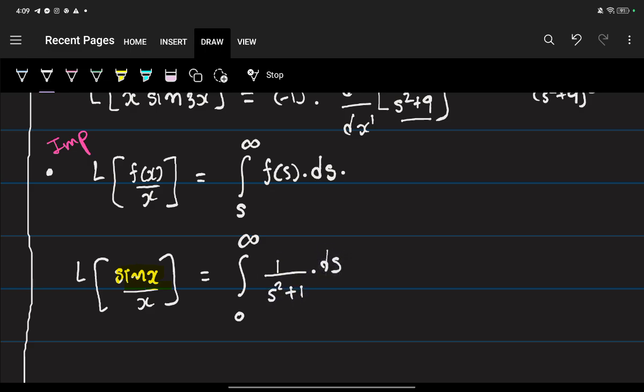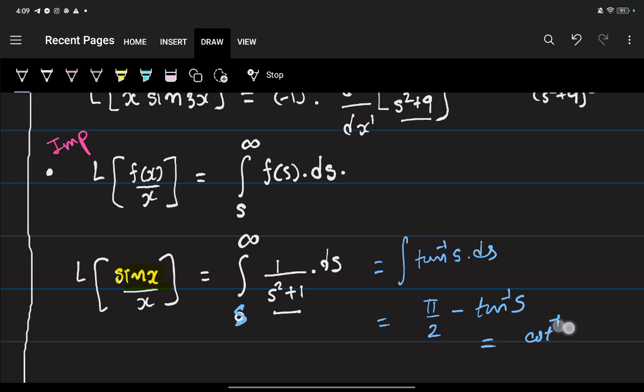And what is this thing? It is nothing but tan inverse s, right? So the integration of 1 by s square plus 1 ds, after integration, you will end up with pi by 2 minus tan inverse s, or you can say cot inverse s. So that will be our answer.